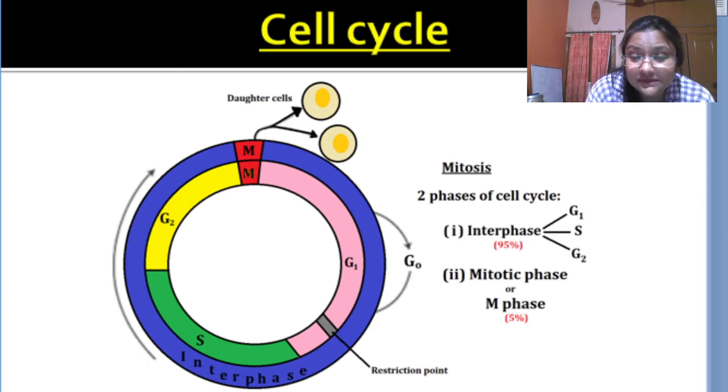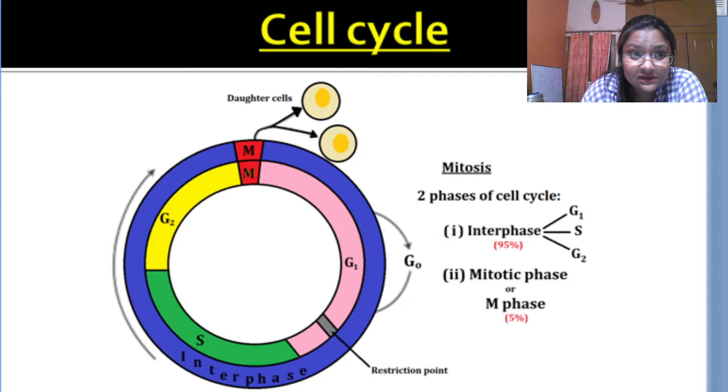So the cell basically divides the somatic cells, normal cells, which are not germ cells. They basically divide via mitosis, which comprises two phases: interphase and mitotic phase. Like this, the blue colored portion is indicating interphase.